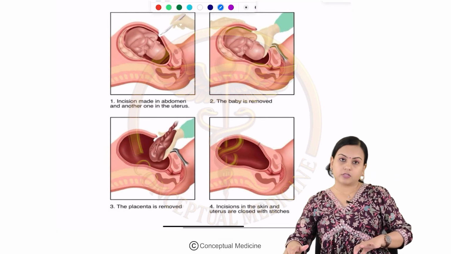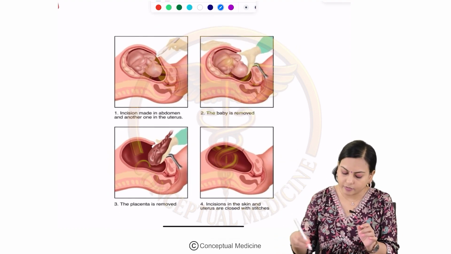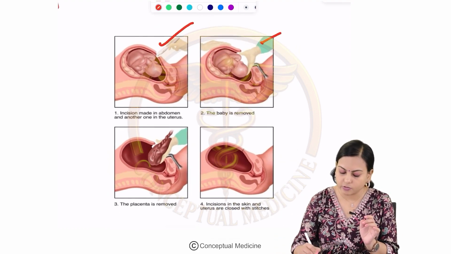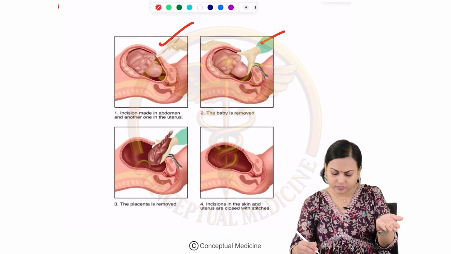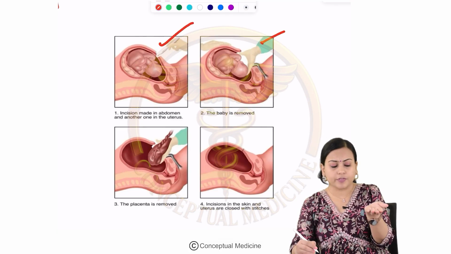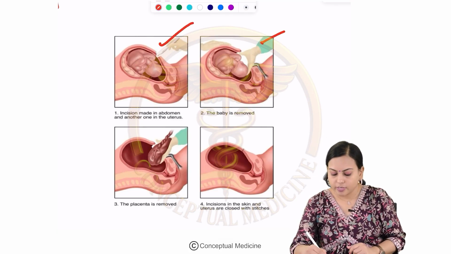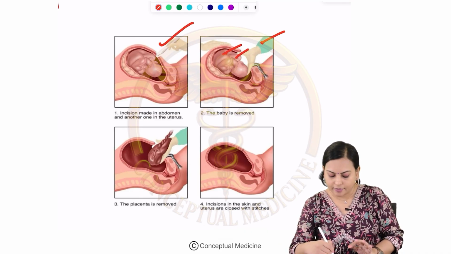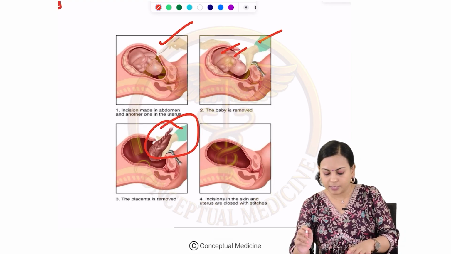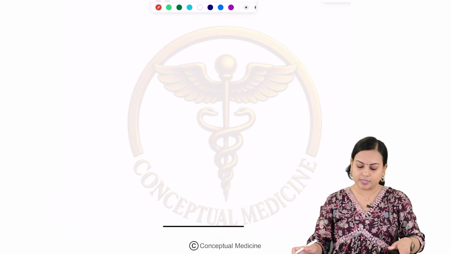This is how we deliver the baby with the vertex presentation. We have entered the uterus, and then we are going to use our hand as a scoop to hold the fetal head and take it out, just like taking a scoop out. This will be followed by the shoulders, and finally the rest of the fetus without any difficulty. After that we remove the placenta and close the uterus. So this is about vertex presentation.